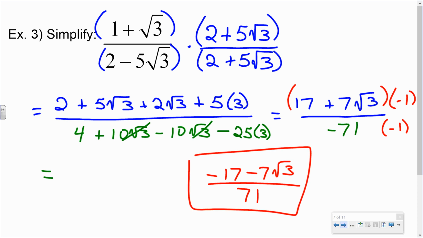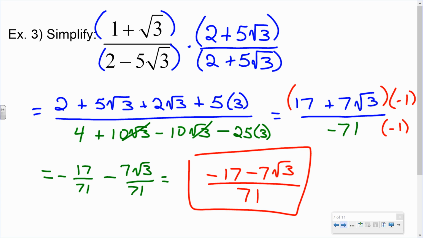You could, however, also split it up as 17 over negative 71 is a negative number. Plus 7 root 3 over negative 71 is again positive over negative, 7 root 3 over 71. So either of those forms I would accept. I like the second one better for this kind of problem. Questions there?